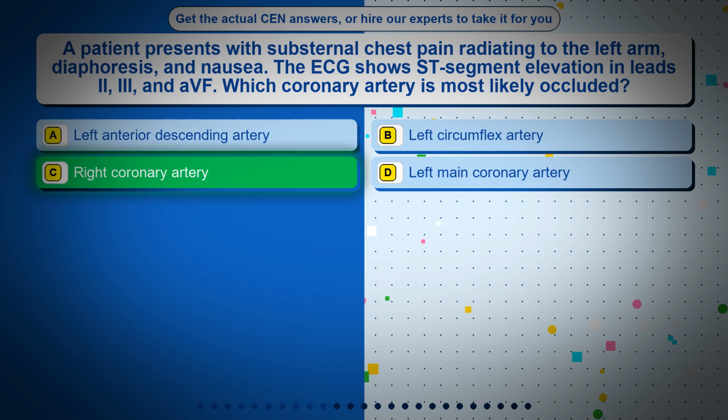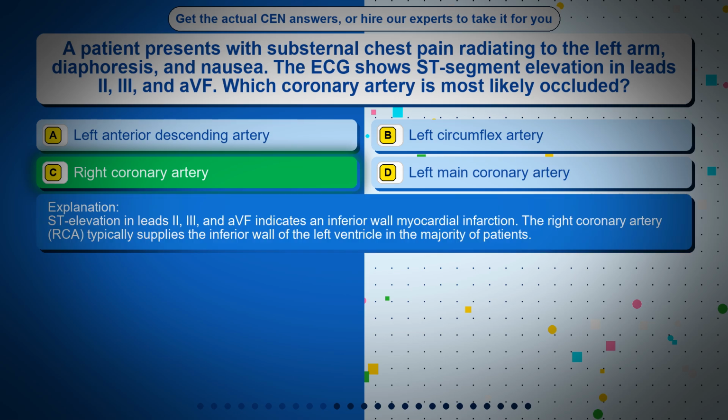The correct answer is Option C, right coronary artery. ST elevation in leads II, III, and aVF indicates an inferior wall myocardial infarction. The right coronary artery, RCA, typically supplies the inferior wall of the left ventricle in the majority of patients.